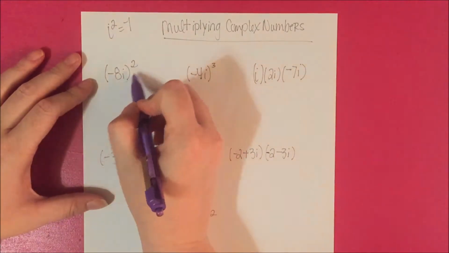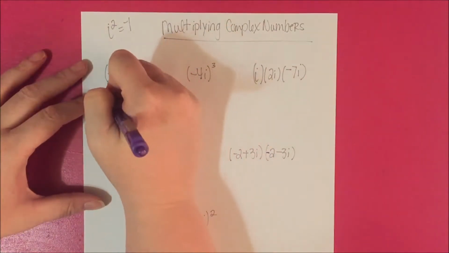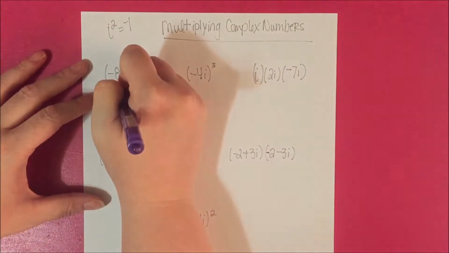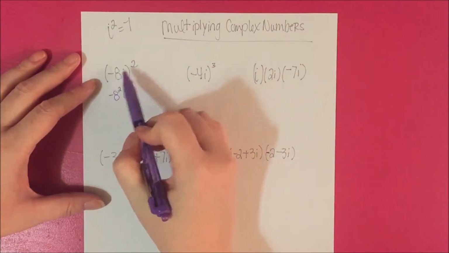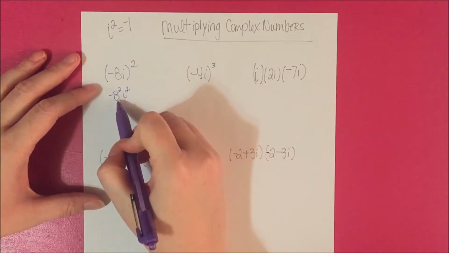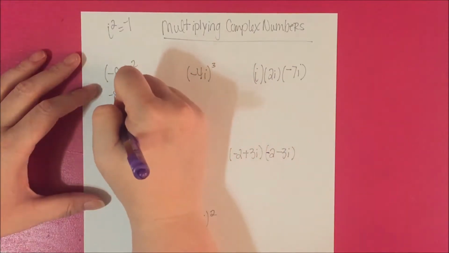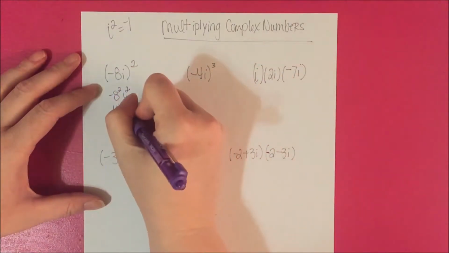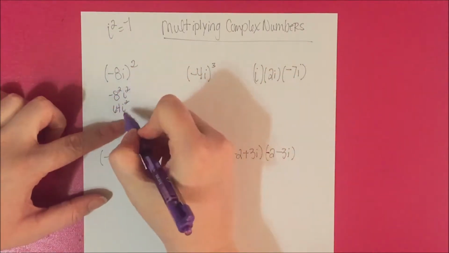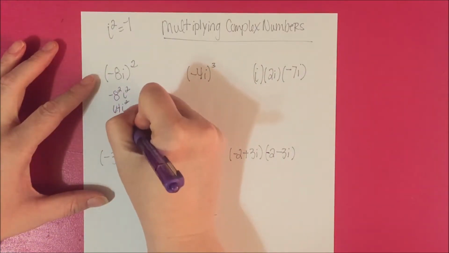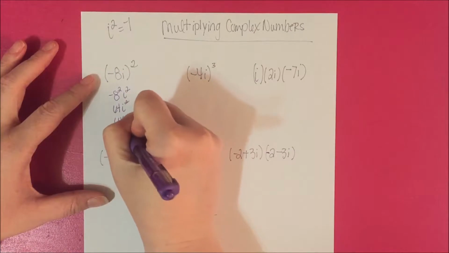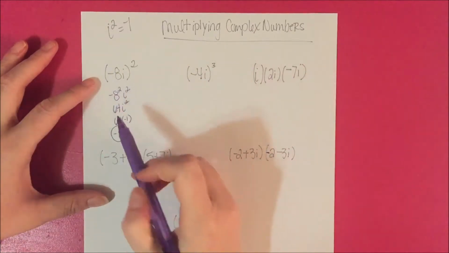So for these right here, it's going to be -8 squared and then i squared. This 2 is going to go to both things in here. So -8 squared is going to be 64. And then i squared is the same as -1. So it would be 64 times -1. So the answer here is going to be -64.